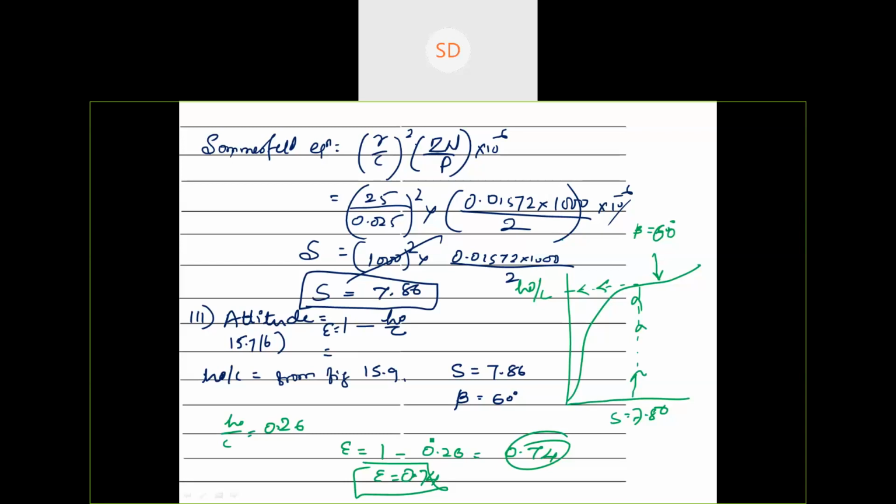Next, you need to find out the minimum film thickness. We have already noted the value of h naught by c here. Fourth bit is what? Minimum film thickness. Right. This is h naught by c equal to 0.26, already calculated. Now we calculate the minimum film thickness. It is 0.26 into, see they have given, it is 0.025.